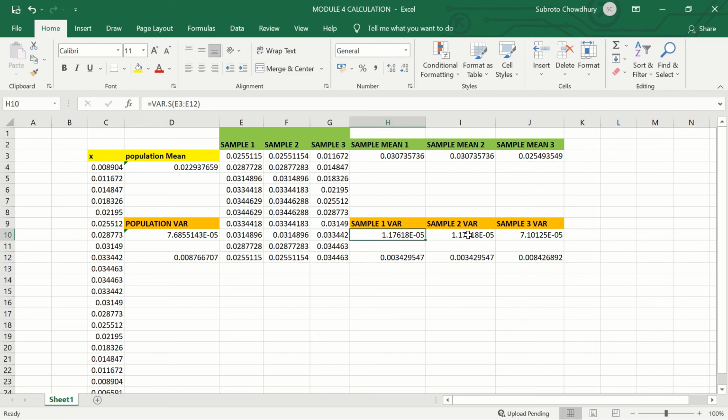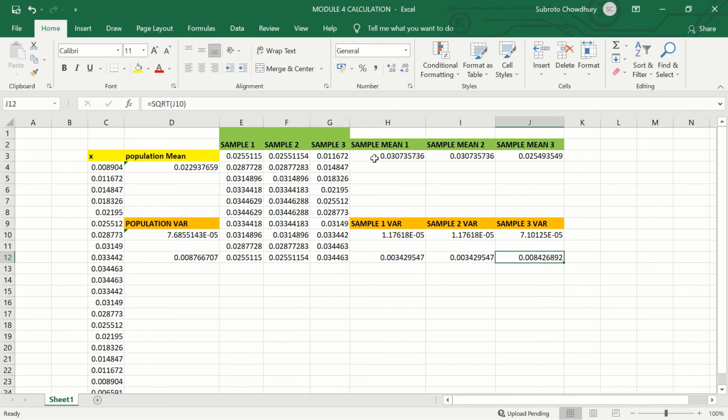and also we have calculated the sample variance. But in this case we have used var.s. Try to see the difference. Here we have used var.p, here we have used var.s, because we are calculating the variance of the sample. Here we are dividing by n minus 1, not n. Remember this. These are the square roots, that means the standard deviation.